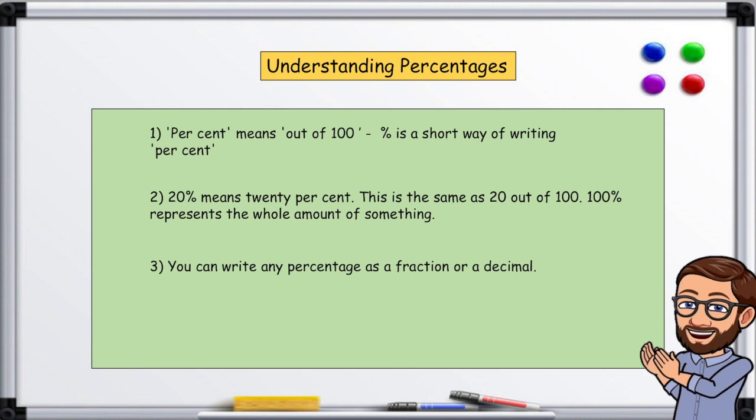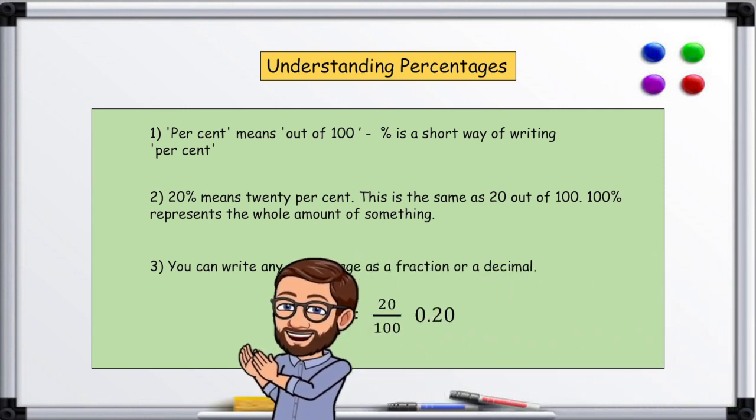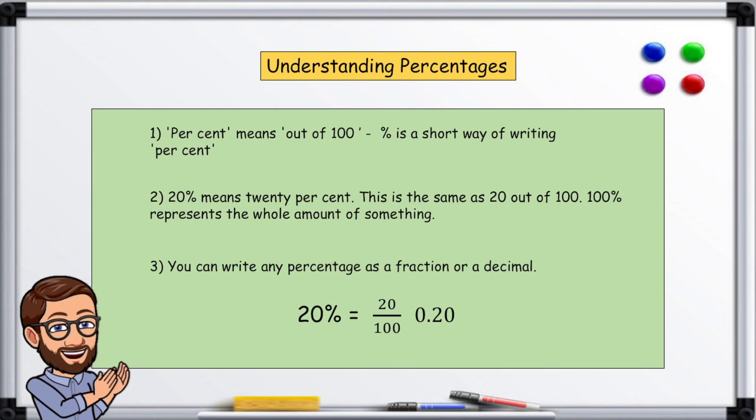You can write any percentage as a fraction or a decimal. So if you look here, 20% equals 20 out of 100, which also equals 0.20. Now this is really important to be able to convert your percentage into a decimal so that we can complete calculations.